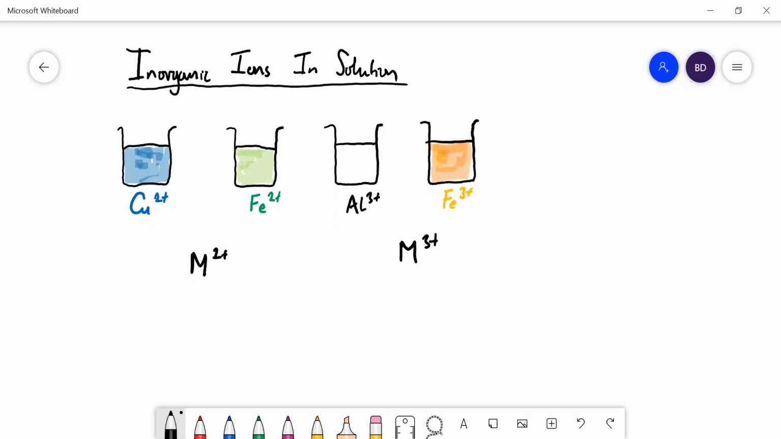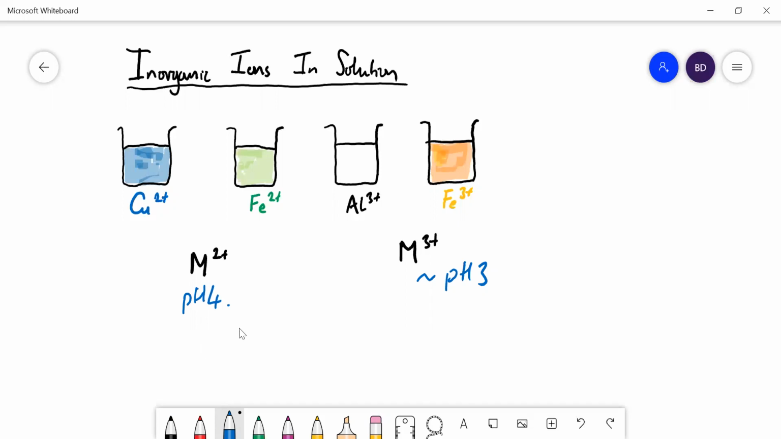It may come as some surprise that if you test the pH of any of these solutions, they're all significantly acidic. In actual fact, the M3+ ions are more acidic. An average 0.5 molar solution would be pH 3 or something like that, and the 2+ ions will be like pH 4, not quite as acidic. Right, let's see, why are they acidic?